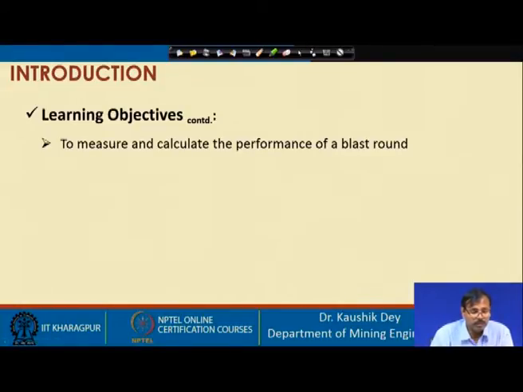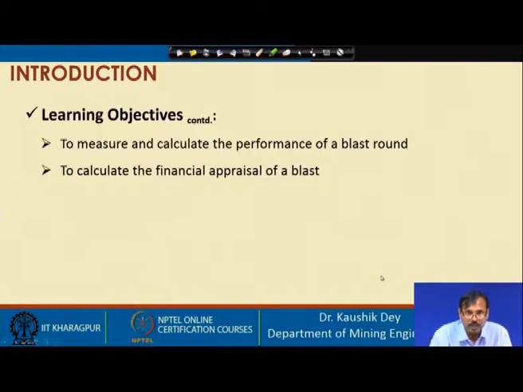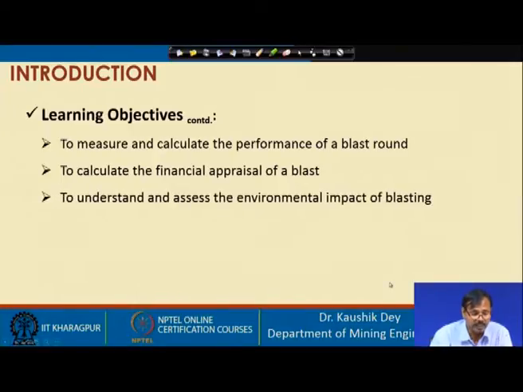Then the next objective is to measure and calculate the performance of a blast. I strongly believe, if the performance is not measured, not calculated, then the technology cannot be approved, cannot be accepted. So, the moment a blasting engineer is designing a blast, he must be able to measure or calculate its performance, and calculate the financial appraisal of the blast, so that whether that blast is economically acceptable or not can be addressed.